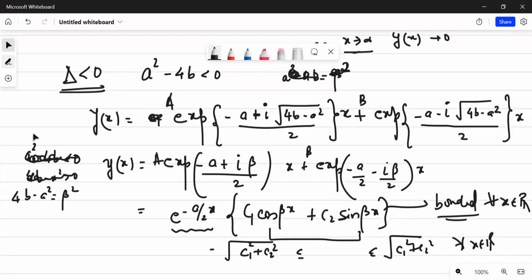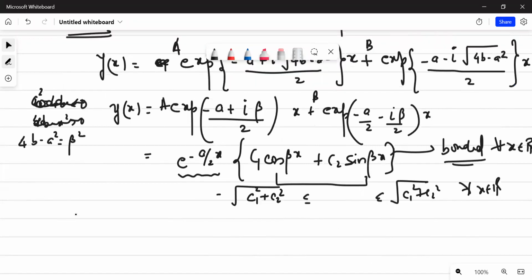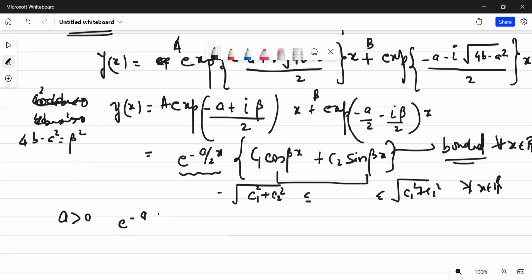But if a is greater than 0, then e to the power minus a by 2x will tend towards 0 as x tends to infinity. And you know that this is a bounded term. So any bounded term here times this, I know that as x tends to infinity, this will lie between this only. So this will be some constant between this.